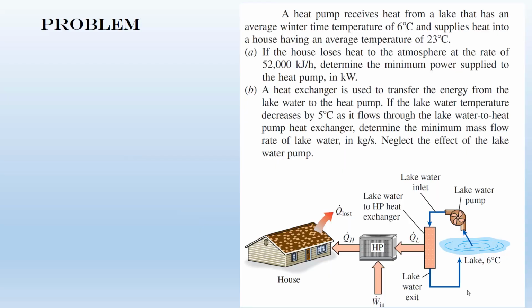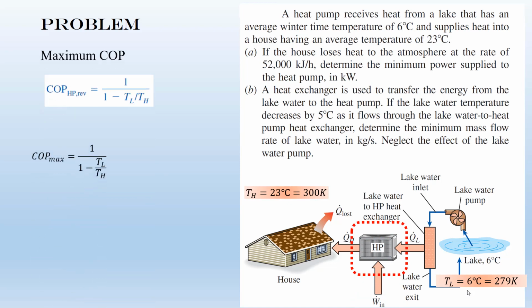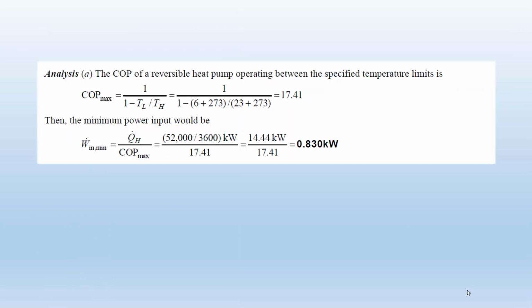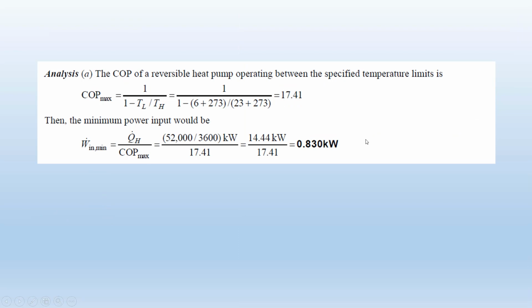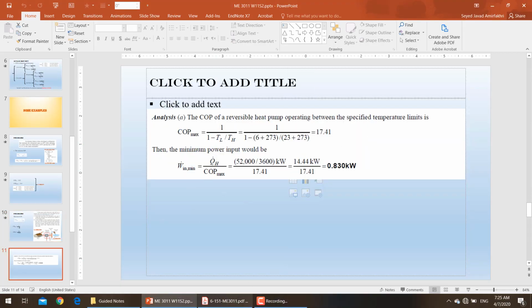Okay, guys. Here, I just select the heat pump as the control volume, and then these are the equations that I explained. What you need to do is substitute for the TL and the TH into this equation, and you can find the COP max, which is 17.41. Then if you substitute this COP max into this equation, you can find the W dot min, which is 0.83 kilowatt.